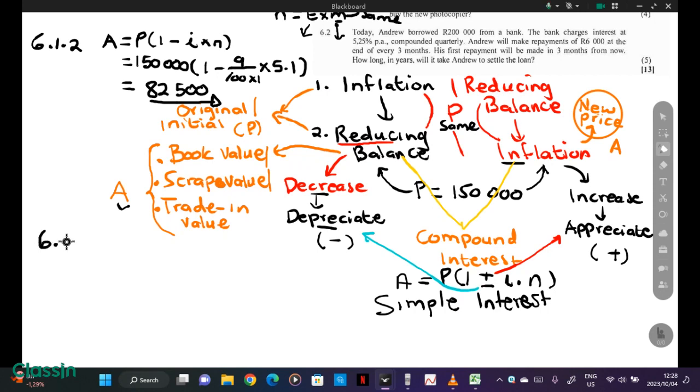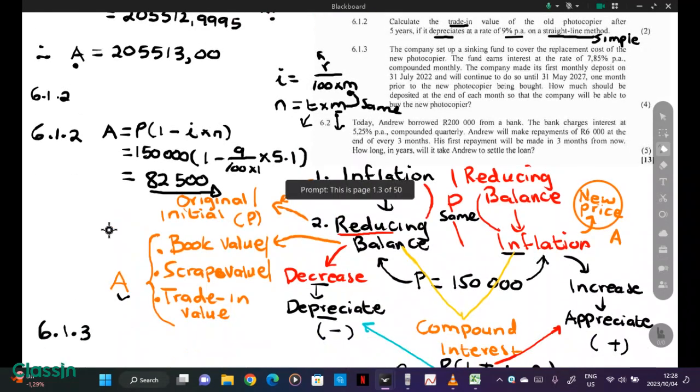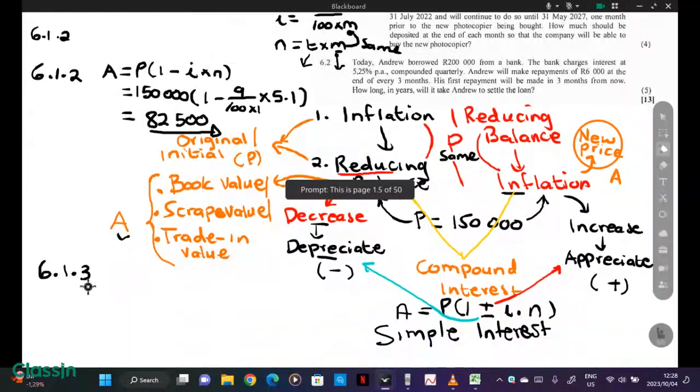Now we have 6.1.3. On 6.1.3, they say that the company set up a sinking fund. The key thing is a sinking fund.